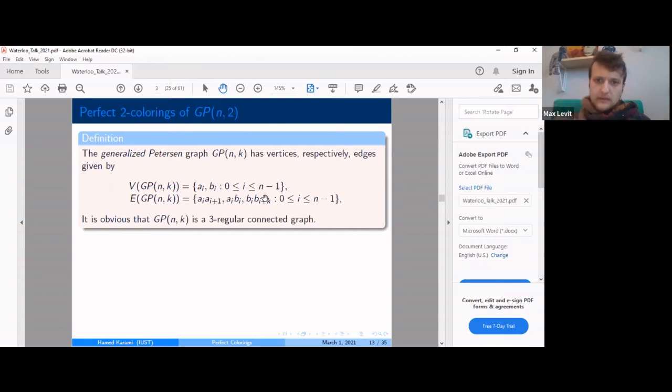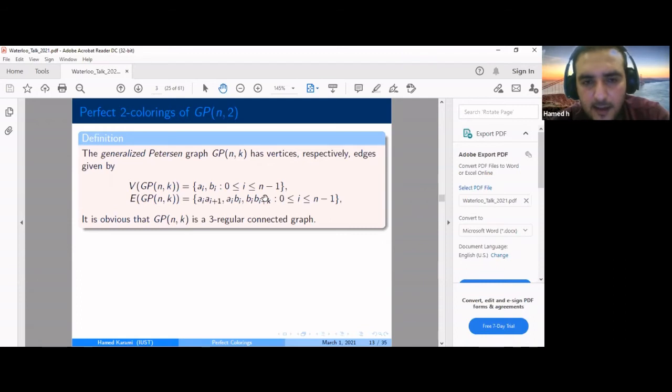Yes, there's a cycle. The A_i form a cycle, and every B_i is adjacent to B_(i+k). For example, GP(5, 2) is the Petersen graph. It has 10 vertices. 5 vertices form a cycle, and 5 internal vertices are adjacent 2 by 2.